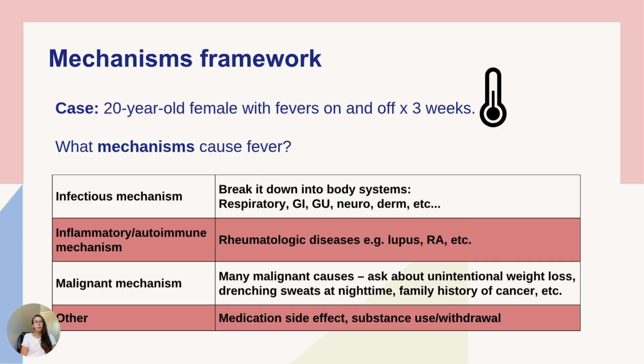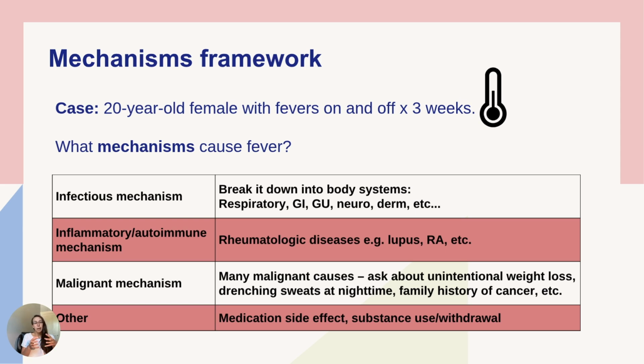A 20-year-old female's coming in with fevers on and off for 3 weeks. So, a fairly long history of fevers. What I like to ask myself is, what mechanisms cause fever? So, of course, there's infectious mechanisms, and that bucket can be broken into bodily systems. So it's a framework within a framework, as you can see. So thinking about respiratory infectious causes, gastrointestinal, genitourinary, neurologic, etc.